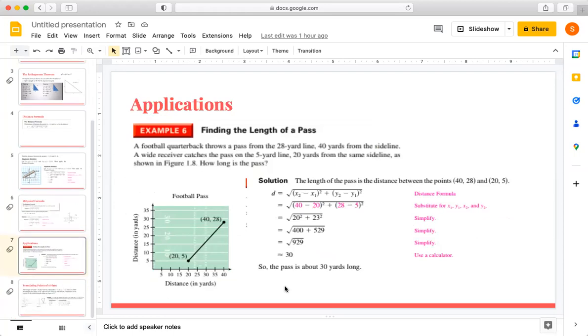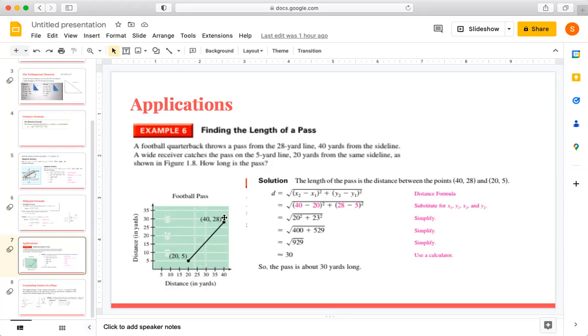So basically, a football quarterback is throwing from the 28-yard line. In this case, they made that the x-axis. So that's the 28-yard line. No, I'm sorry. The 28-yard line is the y-axis here, because if you're going all the way to 28, that's where the quarterback is. And then 40 units this side. So this is the sideline. He's 40 units from the sideline.